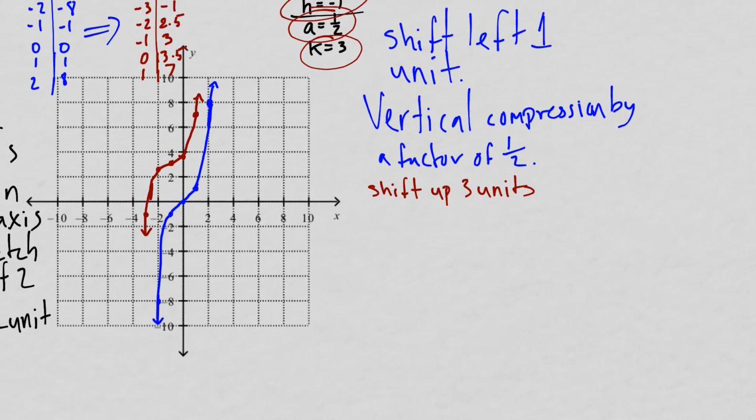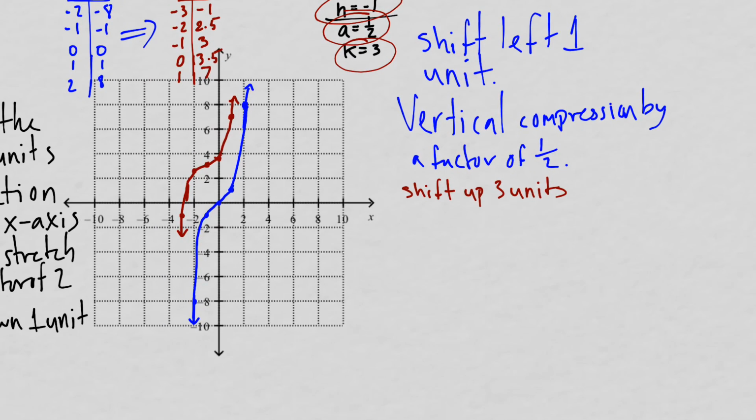And there you go. And if you look at your graph, that's exactly what happened. From the blue one to the red one. Shift left 1 unit. Look at the center point. Shifted left 1 unit. Vertical compression by a factor of 1/2. That means that all the points got closer together vertically. They did. Look at that. It kind of shrunk. And then shift up 3 units. So after you went left 1, you also went up 3. There's a new center point. That's exactly what happened.